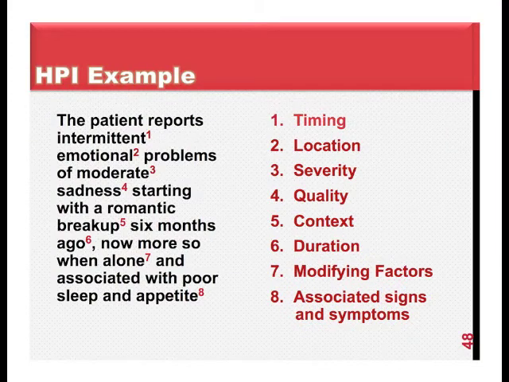Okay, let's look at an example. Okay, this is a 1-sentence example. The patient reports intermittent emotional problems of moderate sadness starting with a romantic breakup 6 months ago, now more so when alone, and associated with poor sleep and appetite. Click again. Okay, so the little numbers, intermittent is your timing. Emotional is your location. Moderate is your severity. Sadness is the quality. After the breakup becomes the context.